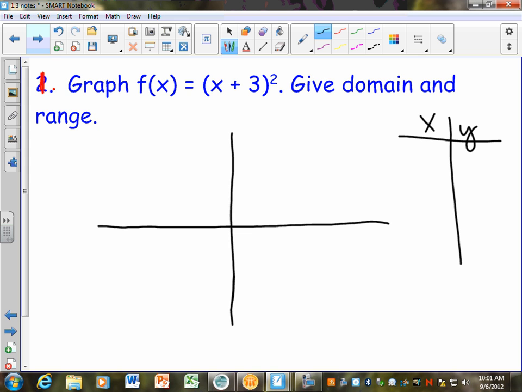You can pick whatever numbers you want. I don't want to graph giant numbers on my graph if I can keep from it. So I'm going to pick numbers that give me pretty small numbers. I have to add 3 and then square it. So keep that in mind.